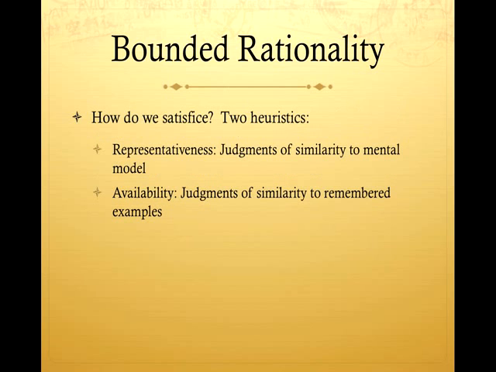Availability is a judgment of how much it matches examples of decisions I've made before. So that's the previous choices one. So the first one's really like, this matches who I am. And the second one matches, this is what I've done before. And this is the work of Daniel Kahneman's lab on how we build these mental models and make decisions from them.